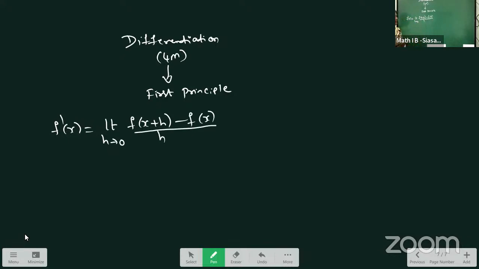The question will be asked like this. Find the derivative by using the first principle or find the derivative by using the definition. So whatever the word, definition or first principle, both use the same formula. f dash x is equals to limit h tends to 0, f of x plus h minus f of x by h. With the help of this, we have to solve the question.